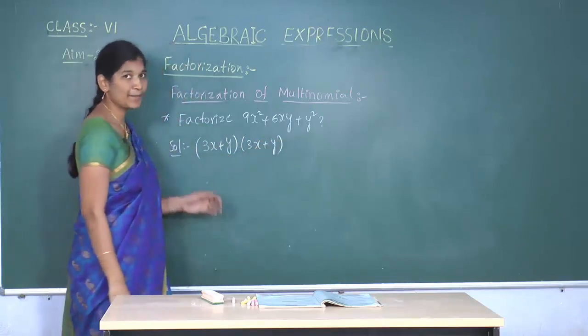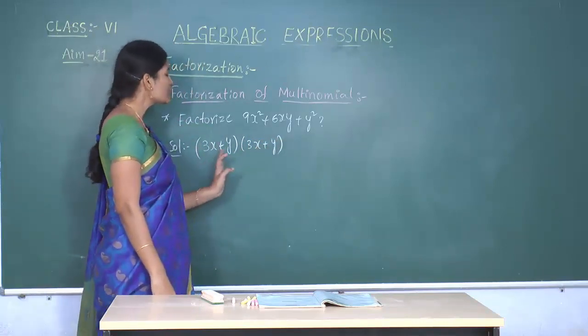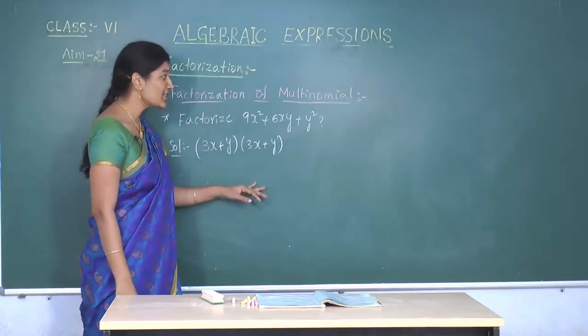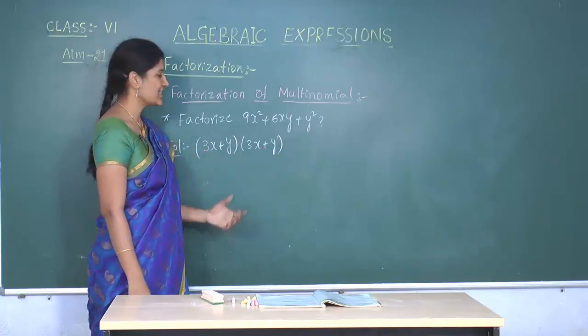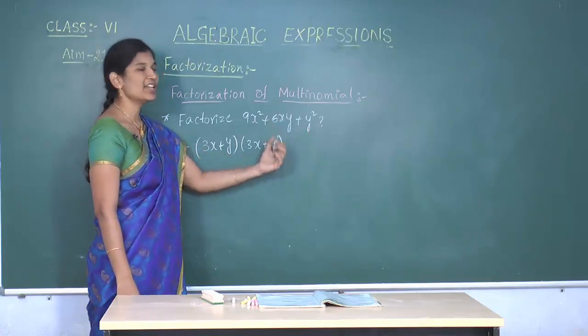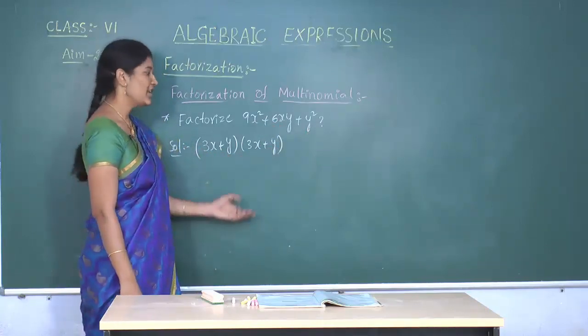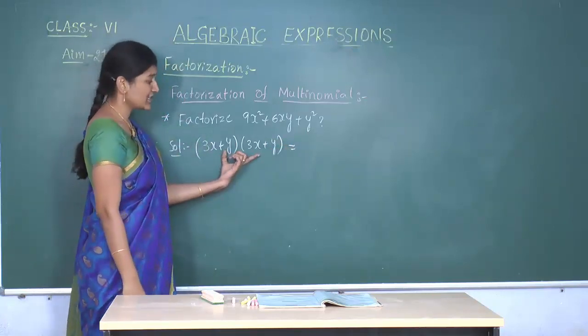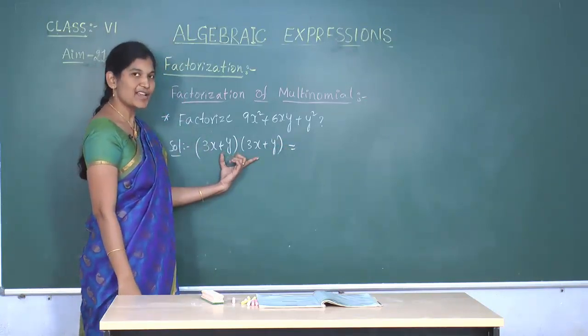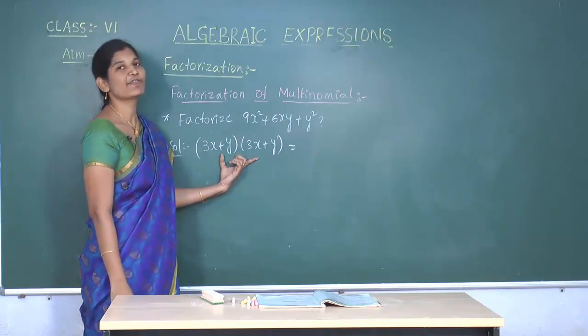Both are the same actually. If I multiply these two algebraic expressions, and the product is equal to this multinomial, then I can say these two are the factors of the given multinomial. Let me see whether these two are equal or not. If you see these two algebraic expressions, these are in the form of the a plus b whole square formula.